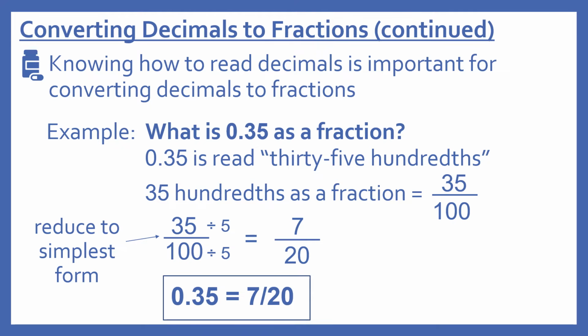And now another example. What is 0.35 as a fraction? 0.35 is read as 35 hundredths. So 35 hundredths as a fraction would be 35 over 100. So that would be in its fraction form, but now we need to reduce it to the simplest form. So both of these numbers are divisible by 5, so we'll divide our numerator and our denominator both by 5. So 35 divided by 5 is 7. 100 divided by 5 is 20. So 0.35 equals 7/20.